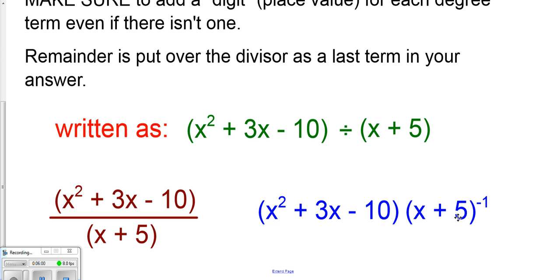Lastly, you might see it this way: this to the power of -1. A -1 power brings it to the bottom. So basically this is saying this guy needs to go down here and we can get rid of that. Notice how this looks exactly like this: x squared plus 3x minus 10 over x plus 5. Of course, that negative power would no longer be there once it comes down. So, 3 different ways to read or spell out a division problem.